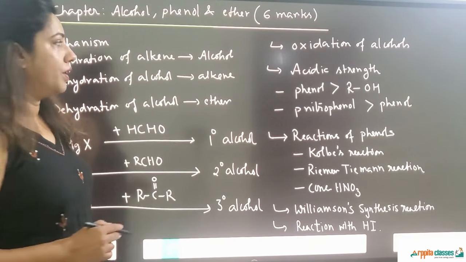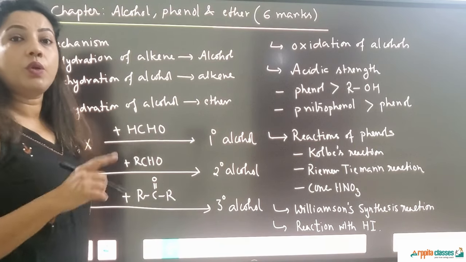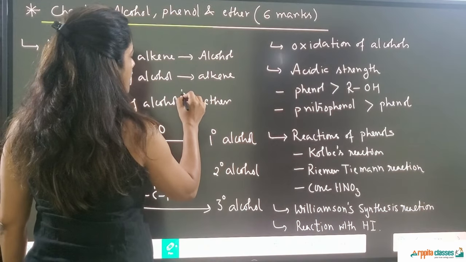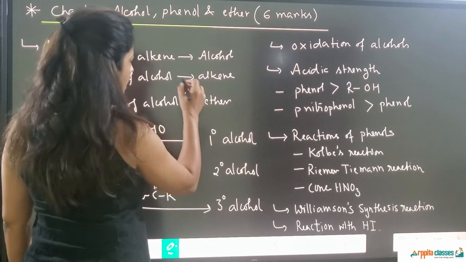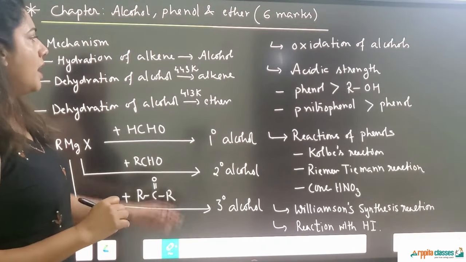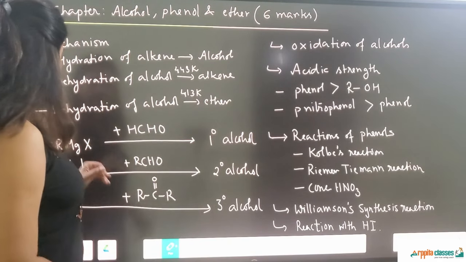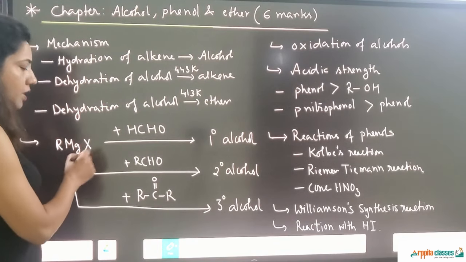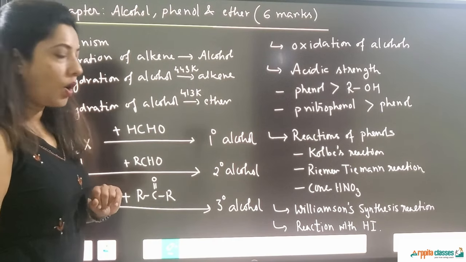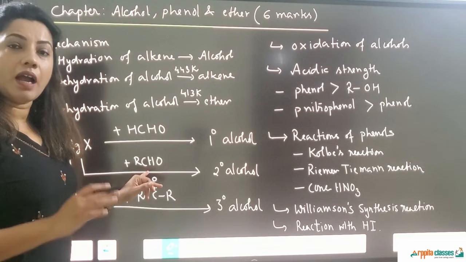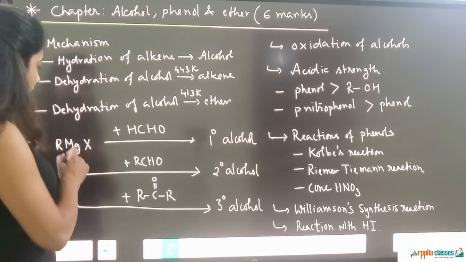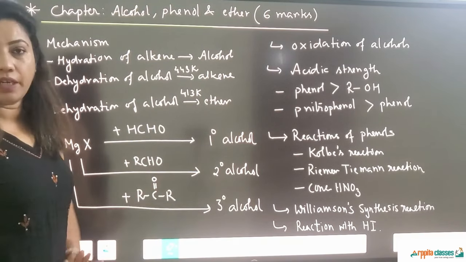which leads to ether. You know that dehydration of alcohol can lead to alkene or ether depending on the temperature. Here the temperature requirement is 413 Kelvin, as much as I remember, and here it is 443 Kelvin. Check the temperature nicely, and we have these 3 mechanisms. Okay. Then we have, when Grignard reagent reacts with formaldehyde, we get 1 degree alcohol. Grignard reagent reacts with any aldehyde other than formaldehyde, we get 2 degree alcohol, and Grignard reagent reacts with ketone, we get 3 degree alcohol.